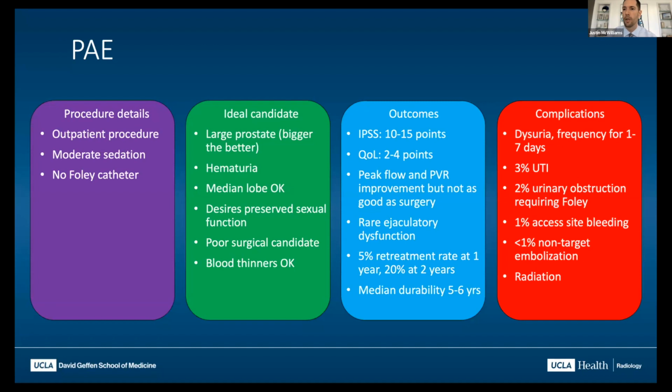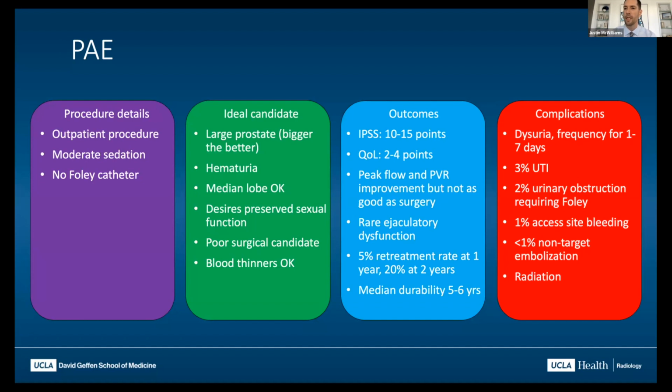Most important, what are the outcomes? Well, it's good. I'm not going to say it's as good as TURP. Usually what I quote my patients is about 80% of men are going to significantly improve after a PAE. The IPSS improvement is about 10 to 15 points, and quality of life improvement 2 to 4 points. These are not as good as surgery, but comparable or better than the minimally invasive surgical options. And the complications are really rare. You can look at those, but they are pretty mild and very uncommon. The non-target embolization, which would be the most severe complication, is very rare.